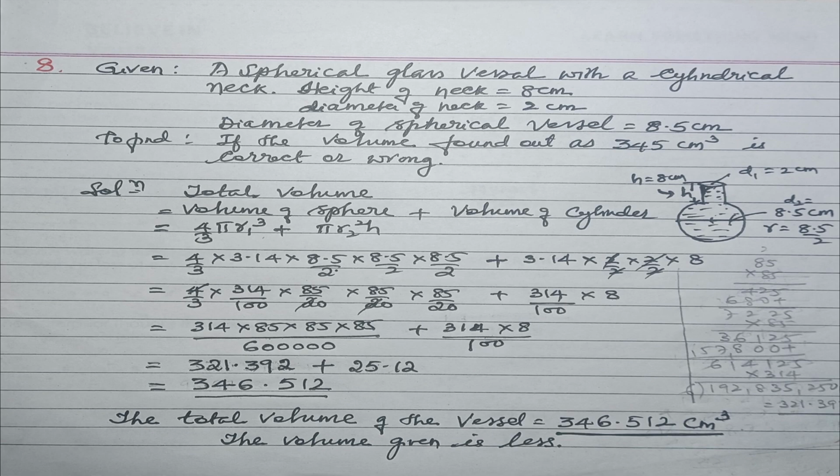Okay, so at least an approximate answer should be there. If it is 346.512, the decimal value can be slightly different, but the main value, the whole part, should be accurate or correct in the calculations. So please learn how to calculate, and then surface areas and volumes calculations will be very easy.